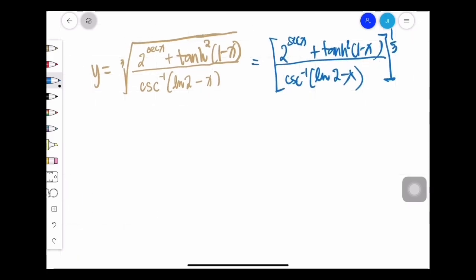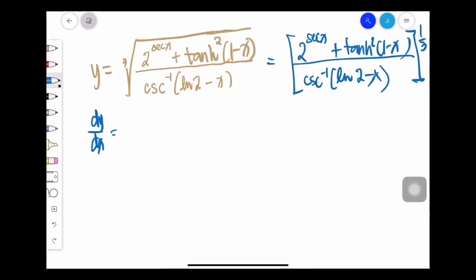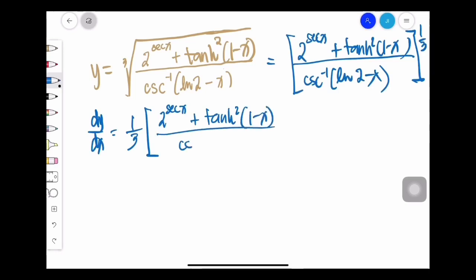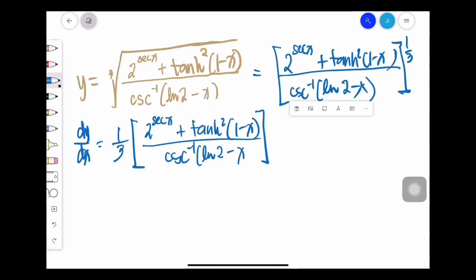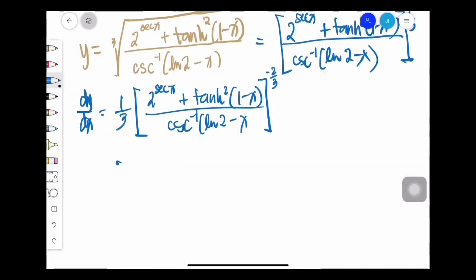Hence, dy/dx is equal to power rule, 1/3 will go down in front of the base, and we need to copy the base. That's a long base. All over inverse cosecant, just bear with this. Then raise it to 1/3 minus 1. What's 1/3 minus 1? That's negative 2/3. Then chain rule. We need to multiply this by the derivative of the base, which is in this case a fraction. Hence, we need to use quotient rule.